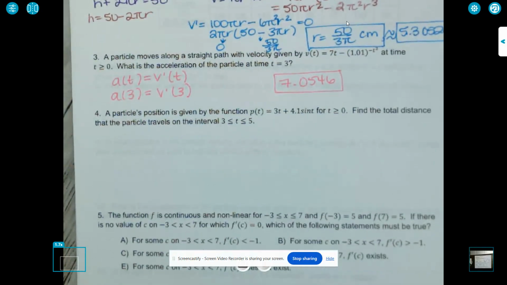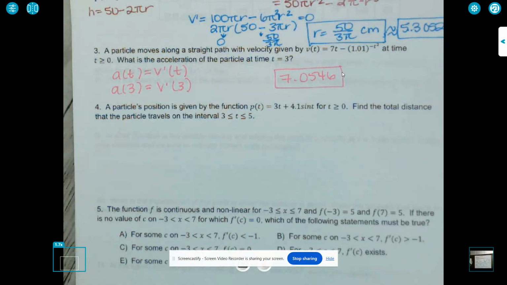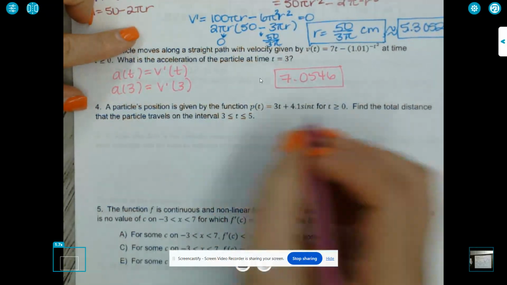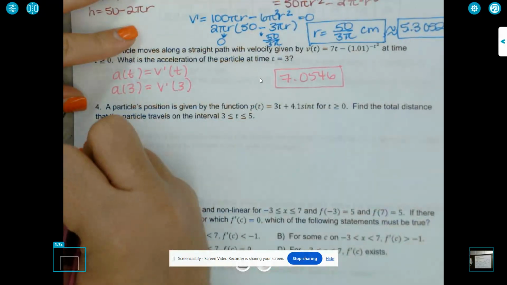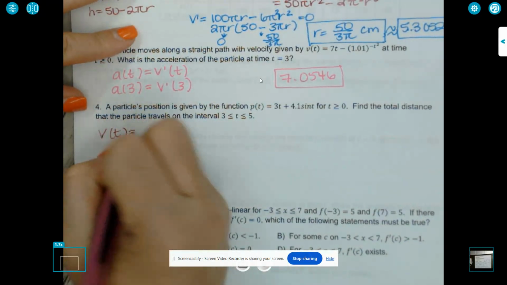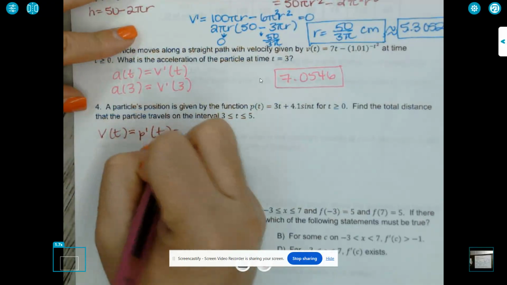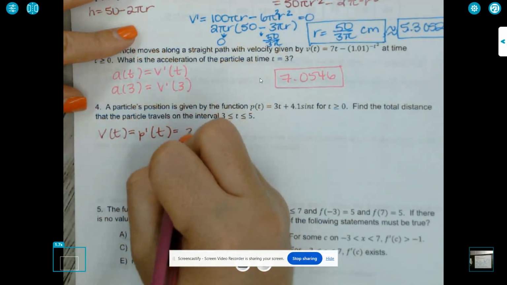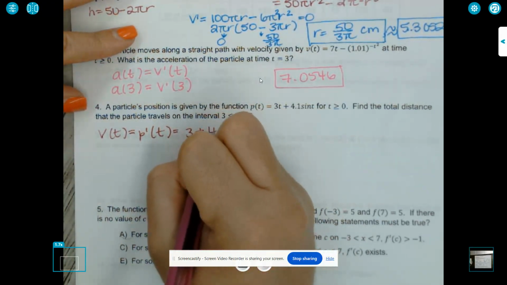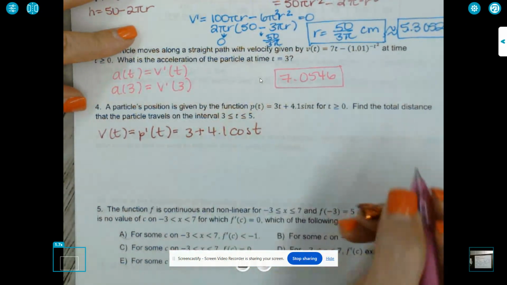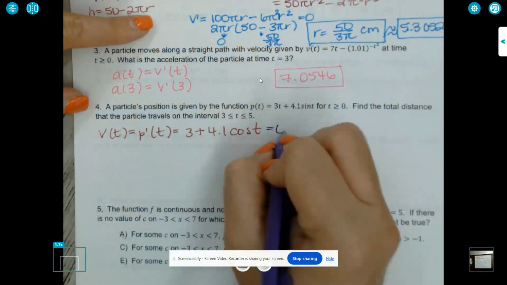Okay, all right, number 4. A particle's position is given by the function p of t equals 3t plus 4.1 sine t, for t greater than or equal to 0. Find the total distance that the particle travels on the interval 3 to 5. Okay, so the position is given here, so we're going to find the velocity. So v of t is going to equal p prime of t, which in this situation is going to be 3 plus 4.1 cosine t. And we want to know where that is equal to 0.